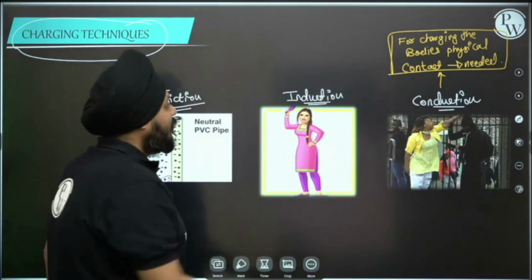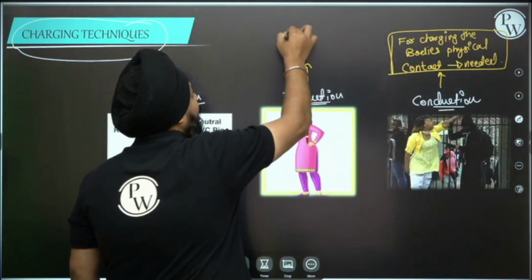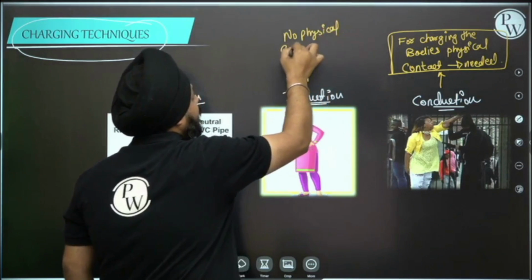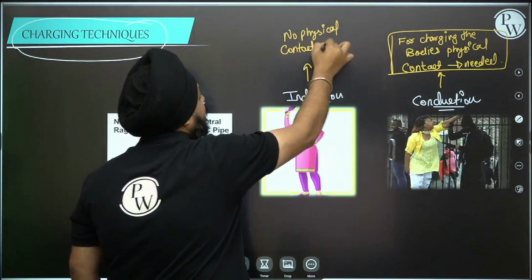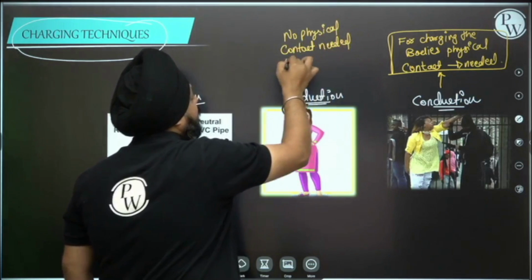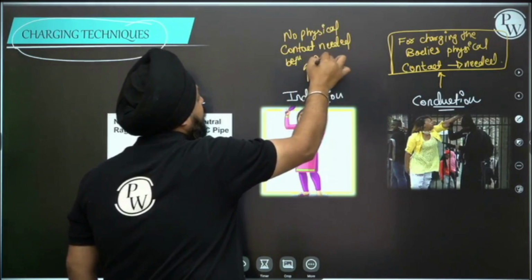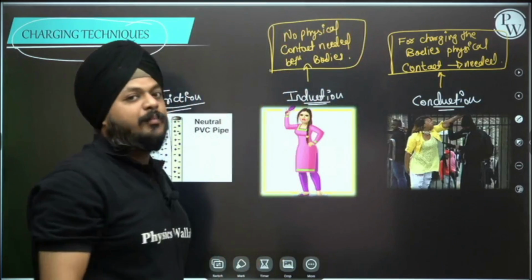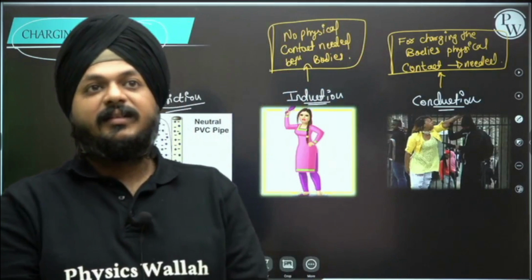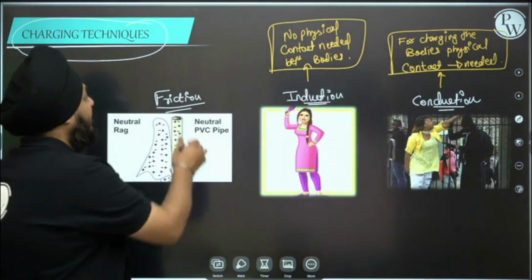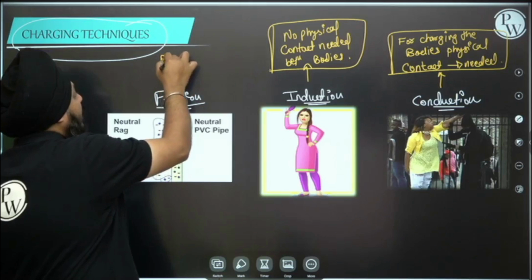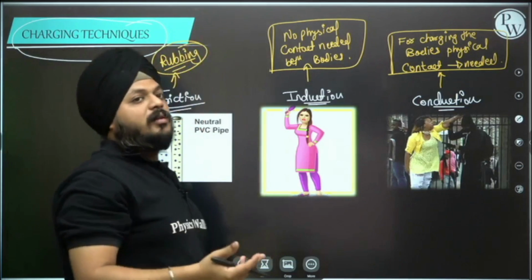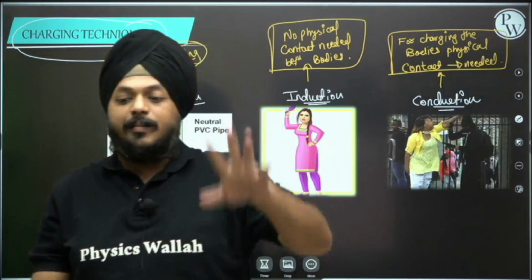Induction, no physical contact needed between the bodies. Induction. Friction: rubbing is done between the two bodies. That is, because of the friction, the bodies get charged. Let's take an example.